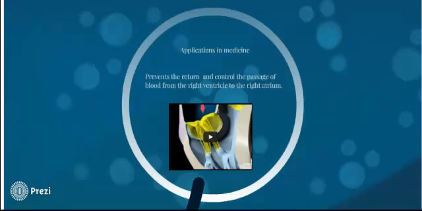Applications in medicine. The tricuspid valve is important because it controls the passage of blood from the right atrium to the right ventricle and prevents the return of the blood. If the blood doesn't return to the right atrium, we will have a problem in the contraction of the right atrium and the right ventricle. That's why the tricuspid valve has to open and close when our heart needs that.